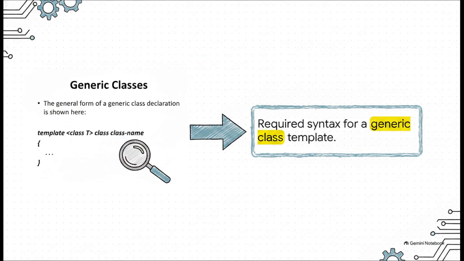You absolutely must prefix your class with template <class T>. That uppercase T is just a placeholder. It basically tells the compiler, hey, I don't know what data type this is going to be yet. Maybe an int, maybe a string, but wherever you see a T in this class, just swap it out for the real data type later.